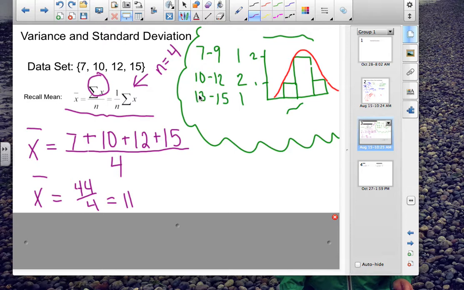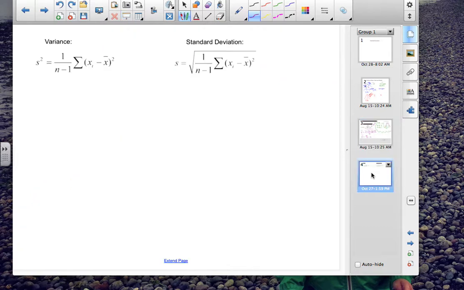Okay, so now I want to talk about the spread. How far are my values off of 11? I'm going to do a little bit of hand waving here. I'm going to give you a formula. You should be able to use the formula. You should be able to talk generally about what standard deviation is, but know that in Unit 4 and in Unit 5, we're going to talk way more about standard deviation.